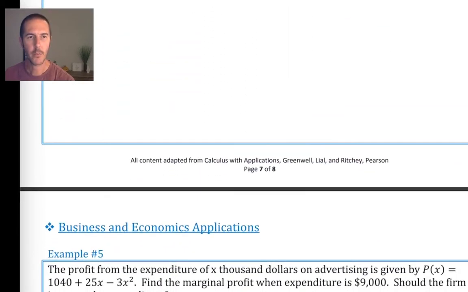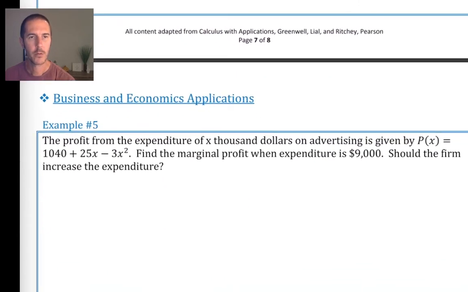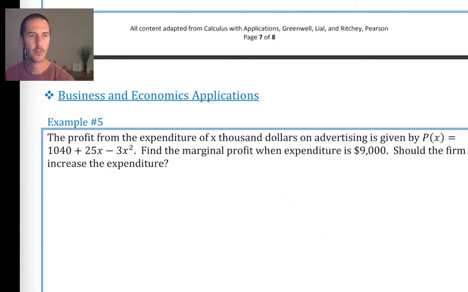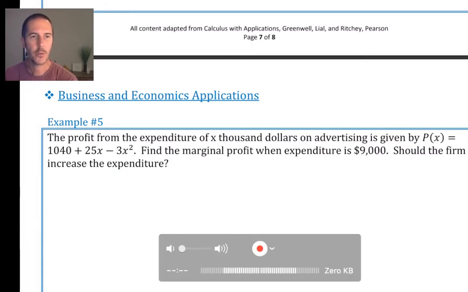And then the last thing I want to look at with you is an applied problem from business and economics, where we're looking at the profit from the expenditure of x $1,000. So if x is equal to 1, we're talking about $1,000. These expenditures are being made on advertising, and the profit from this expenditure is given by this function, p of x equals 1040 plus 25x minus 3x squared. And we want to find the marginal profit when the expenditure is $9,000.